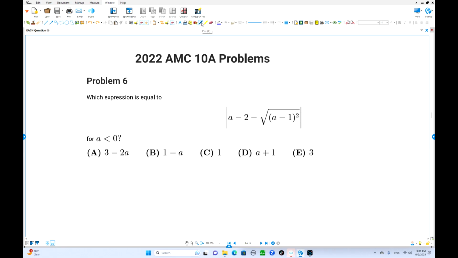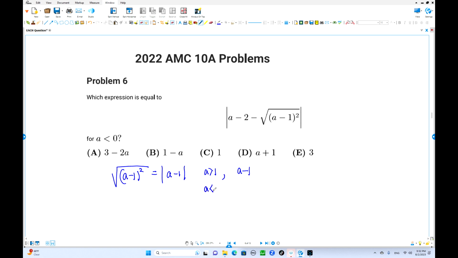Everyone, this is 2022 10A number 6. We have an absolute value there, okay? So you understand, inside over here, the square root of (a minus 1) squared is equivalent to the absolute value of a minus 1. If a is greater than 1, we just write positive a minus 1.